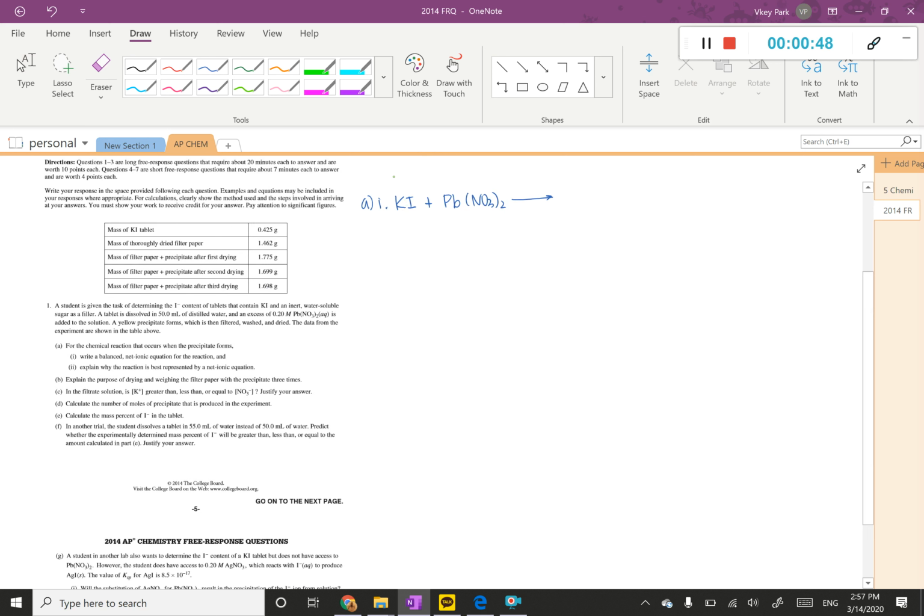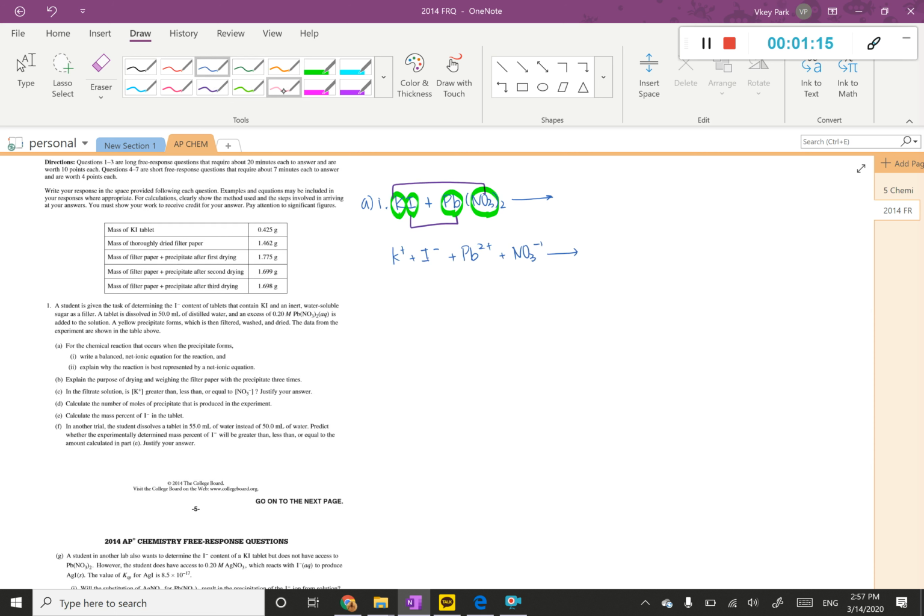Based on this, we need to realize that this is a double replacement reaction, right? Do you see here? Potassium iodide, lead, and nitrate. We are going to switch partners, outside with the outside, inside with the inside. First thing first, what I like to do is ionize them. Just write all the ions. This is Pb2+, and then I have NO3 1-, right?